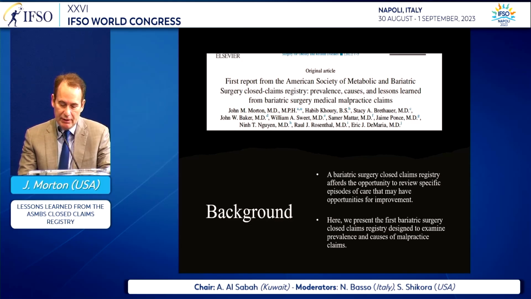The other thing is that we wanted to take a closer look, and this is the publication that came out last year, and I'm honored that among the group of authors there were, I think, a total of 7 past presidents of the American Society for Metabolic and Bariatric Surgery.